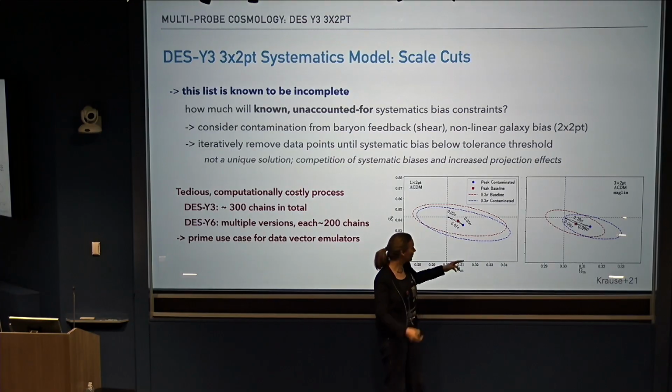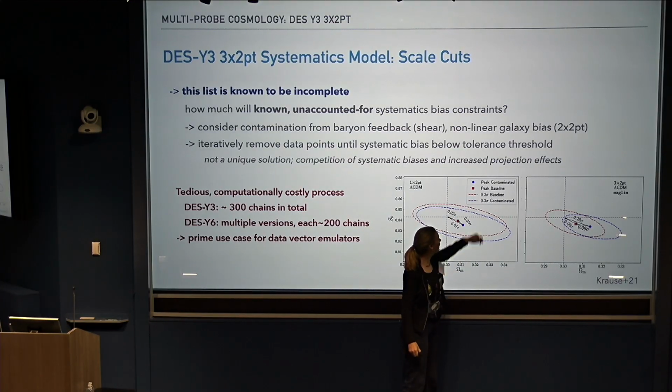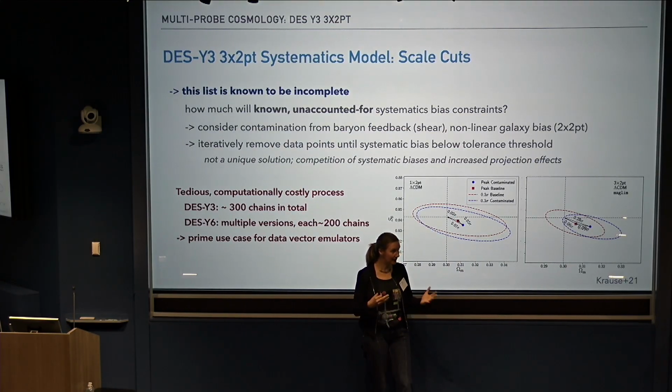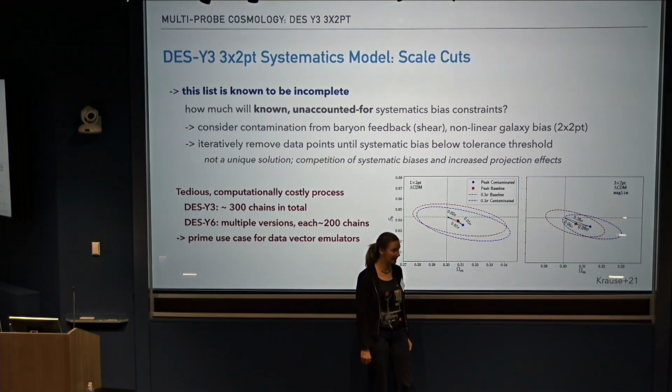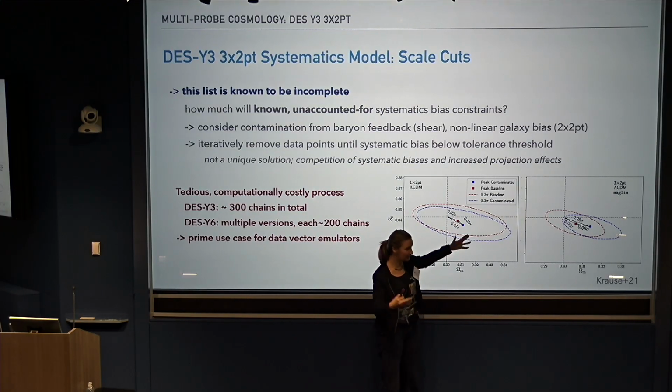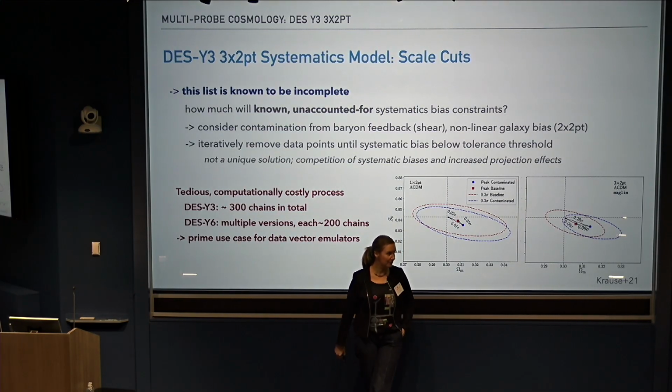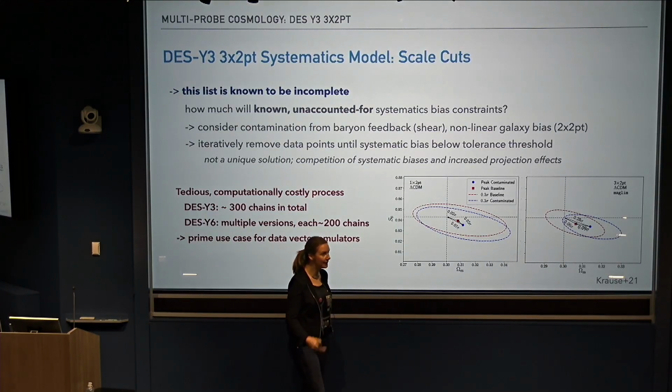at fixed scale cuts. So both the baseline and contaminated data vector here are analyzed with exactly the same scale cuts. Because as we remove more data points, our baseline analysis will drift away from the fiducial due to projection effects. So we always need this comparison of the same data points with and without contamination to understand how much of it really is systematic bias, which one is an artifact of marginalizing in a high-dimensional parameter space.